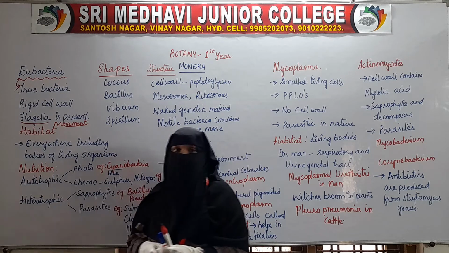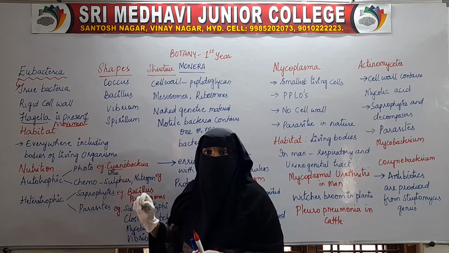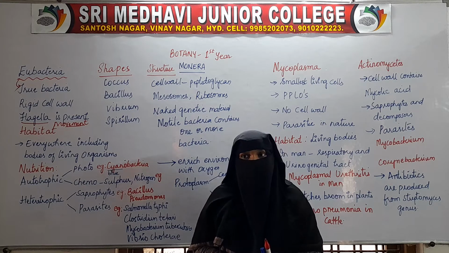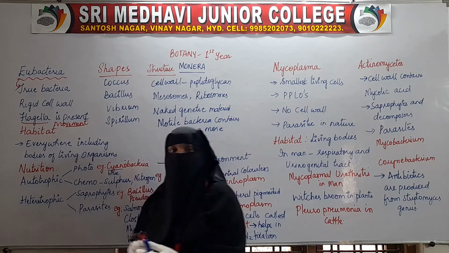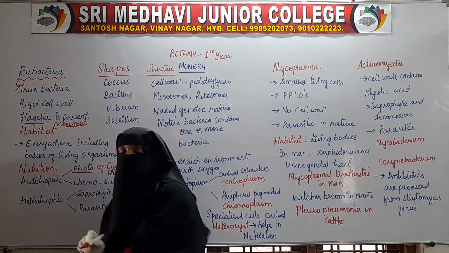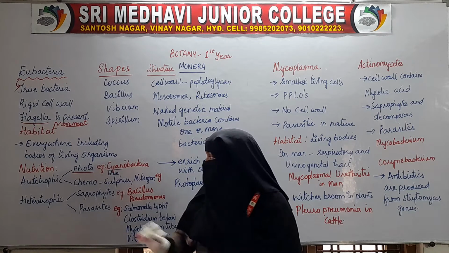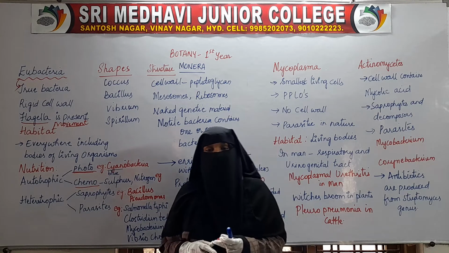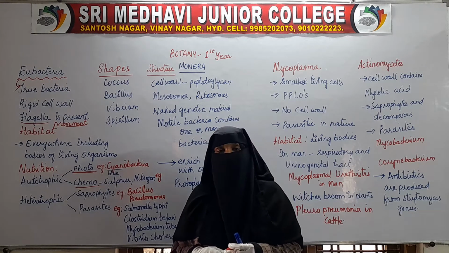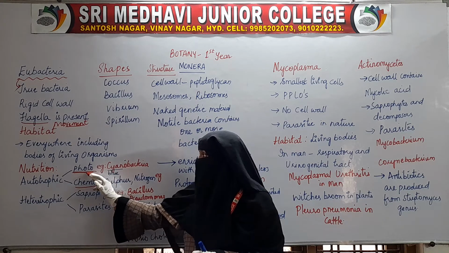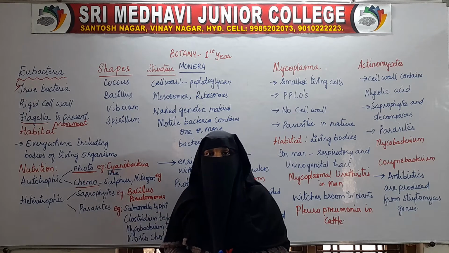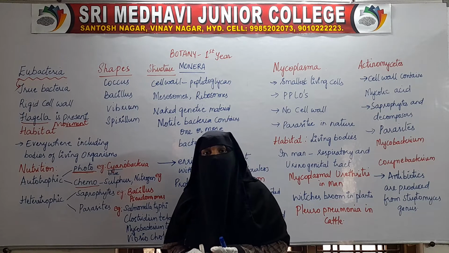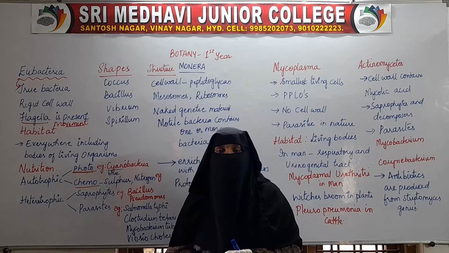Next is what type of nutrition they take. Eubacteria show autotrophic as well as heterotrophic nutrition. The autotrophic bacteria, that is the bacteria which can prepare their own food, are again divided into two categories: photoautotrophic bacteria and chemoautotrophic bacteria. Photoautotrophic bacteria prepare their own food with the help of sunlight.